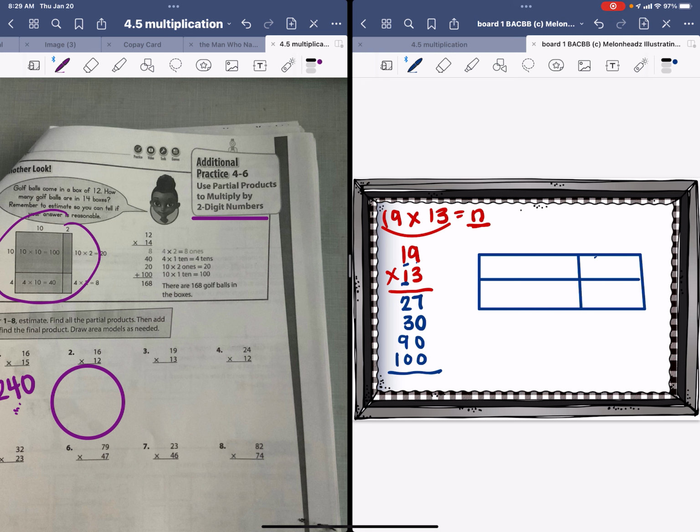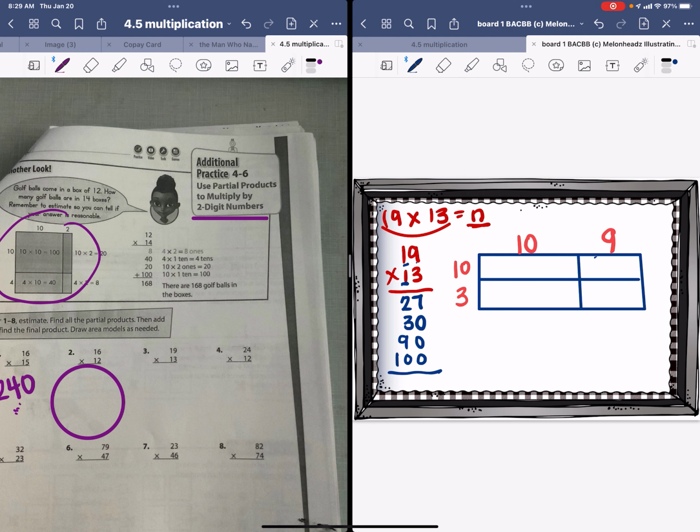So here, all right, up top, now I've got 1 ten and 9 ones. So I'm going to write 10 and 9. And then down here, I've got 1 ten and 3 ones. This is 10 and 3 ones.